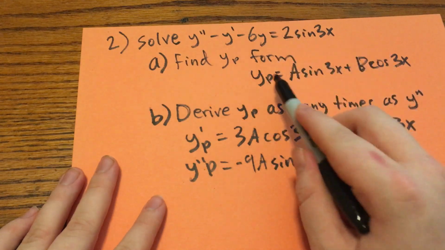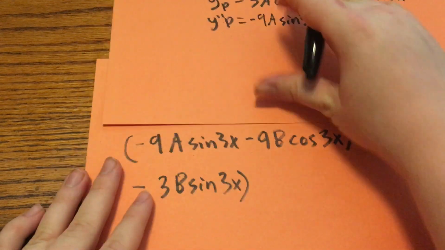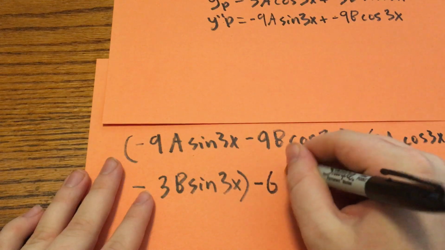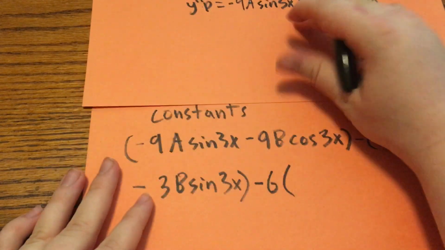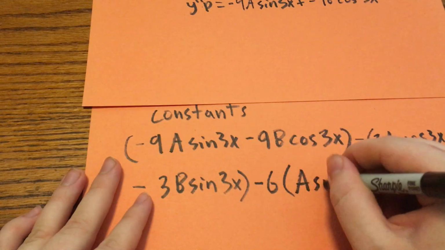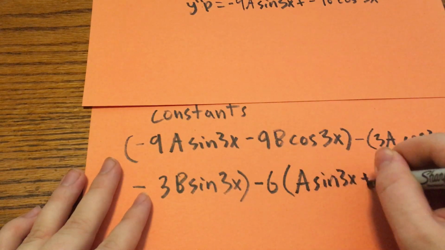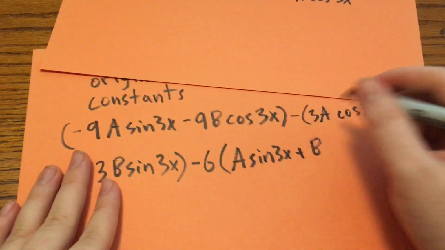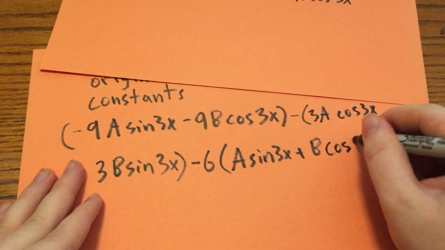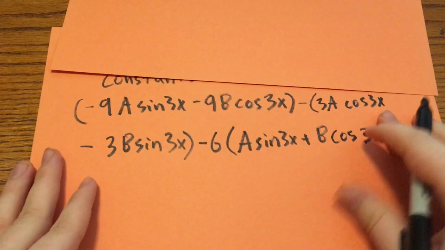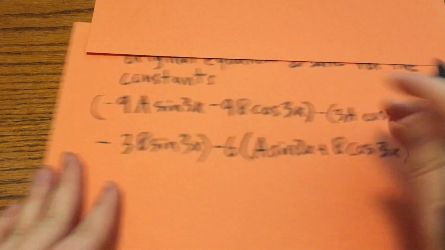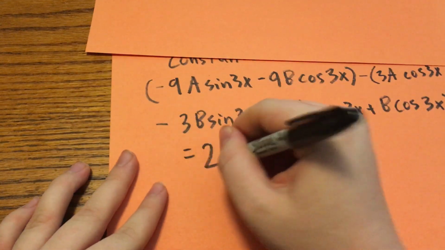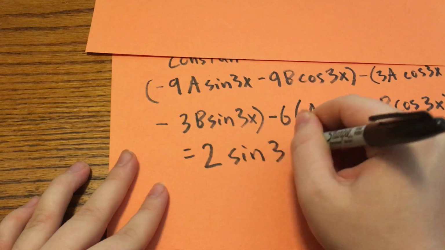And finally, up here, we have minus 6y. And so we substitute y sub p in for that. So minus 6 times a sine of 3x plus b cosine of 3x. Okay, and all of that is equal to 2 sine of 3x.